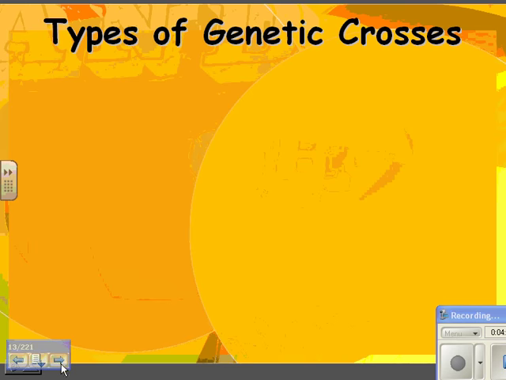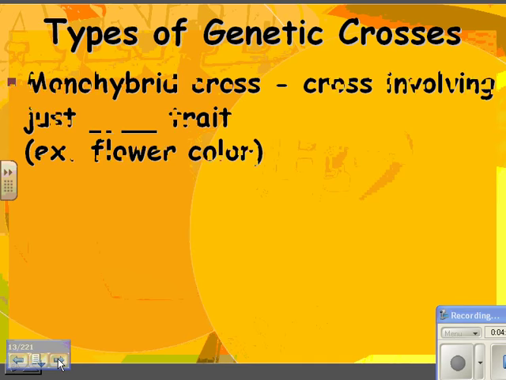Okay, types of genetic crosses. We're going to do a couple of types of genetic crosses. The first is called a monohybrid cross. So you probably remember that mono means one. So this is a cross involving just one trait. So for example, flower color.